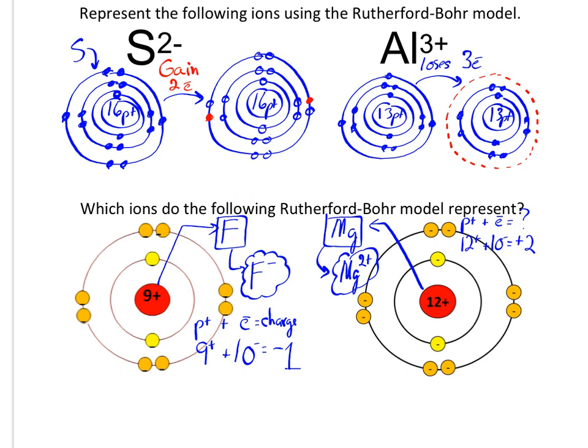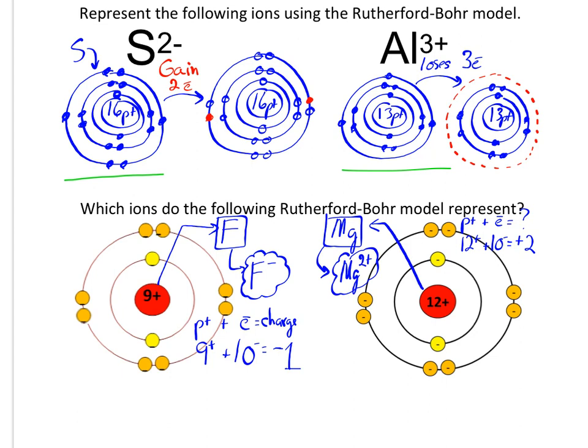Now let's try to represent a few ions using the well-known Rutherford-Bohr model. We're going to start with sulfur and aluminum as well. So what I did each time is I drew the regular atom with 16 protons and 16 electrons for sulfur, and I did the same thing for aluminum. So you could start with that. And then we're going to show how they become ions.